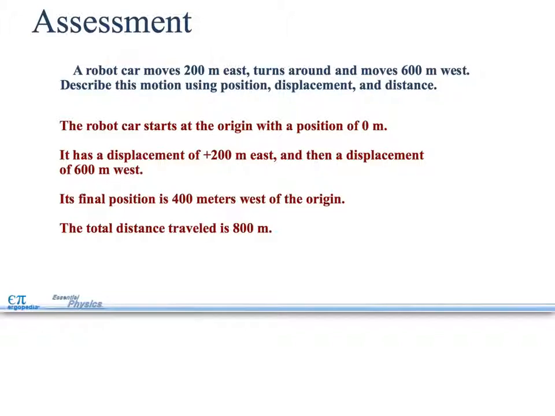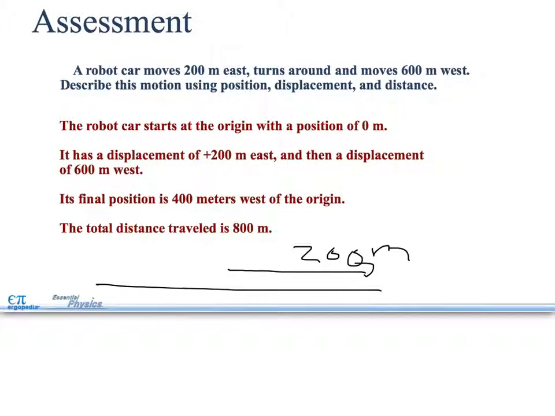The robot car starts at the origin with a position of 0. It has a displacement of plus 200 meters east and then a displacement of 600 meters west. So if you look at it, 200 meters east, and then it turns around and goes 600 meters, so negative 600 meters west. The total distance traveled was 800 because 600 plus 200 is 800. So that's just the distance.